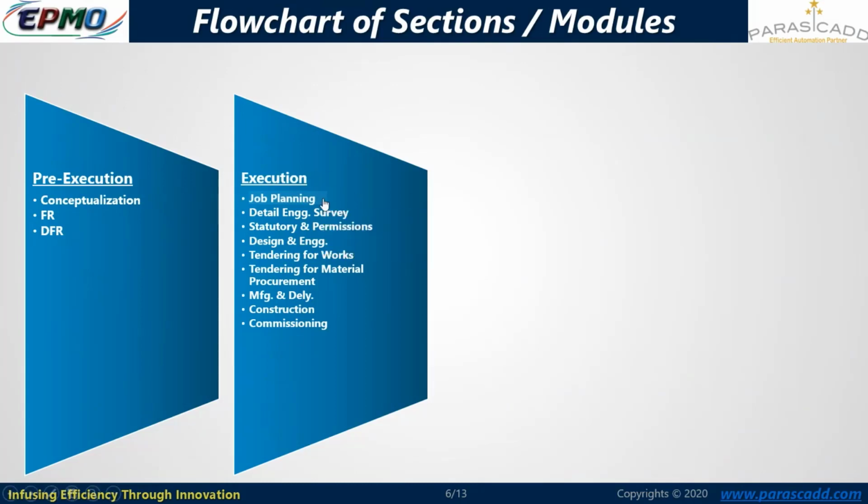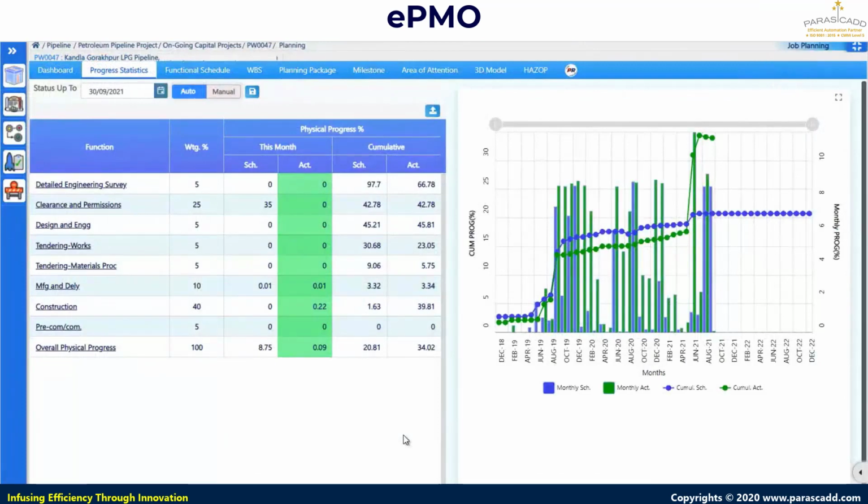So let me take you to the plan. So this is the planner's screen. Once the detailed feasibility study is completed for a specific project, the project gets qualified for further job planning activities as well as for the execution monitoring activities. So this is the planner's screen, the planner's area.